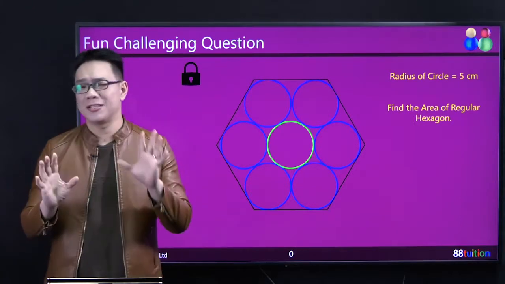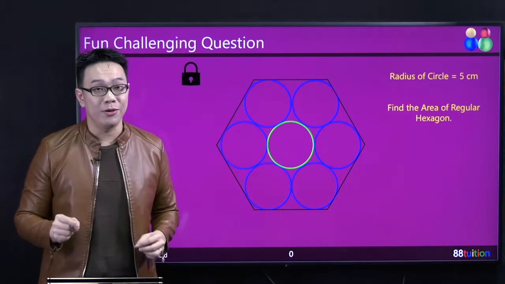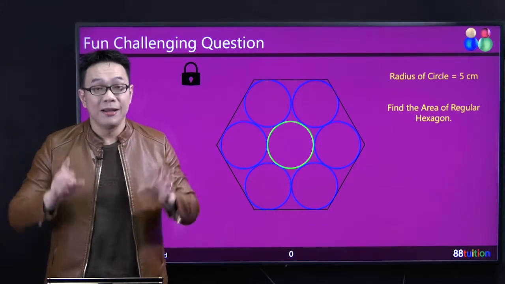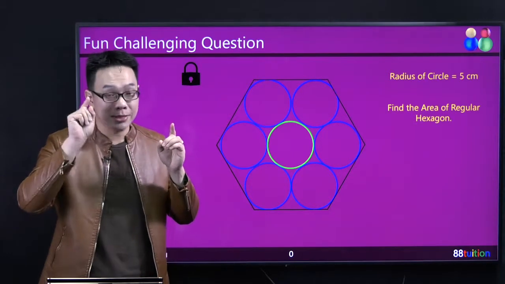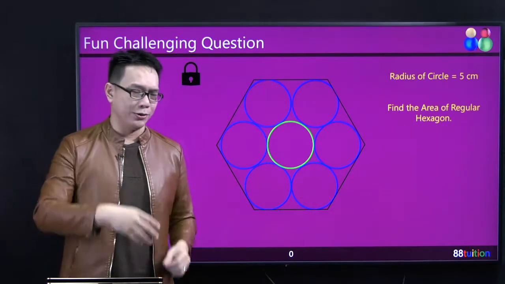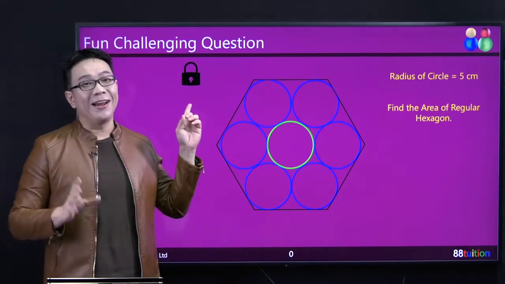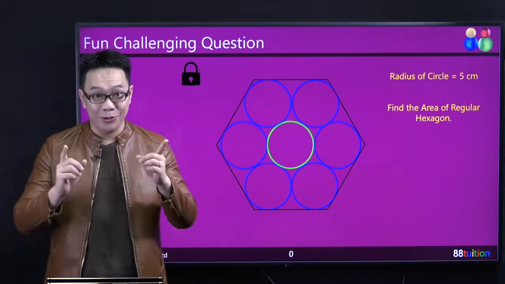Try. Give yourself, let's say, 5 minutes to try this question yourself. Find the area of the regular hexagon. Now you press the pause button. Press now. Hey, never press, right? It's okay. Totally expected it. I knew it!